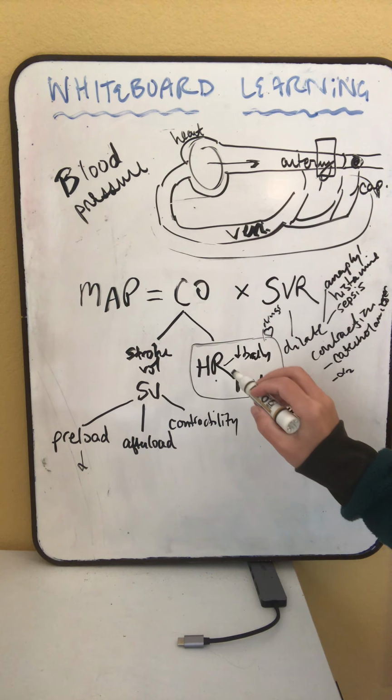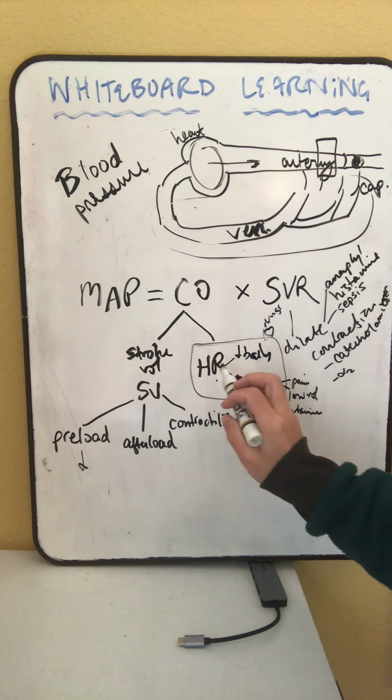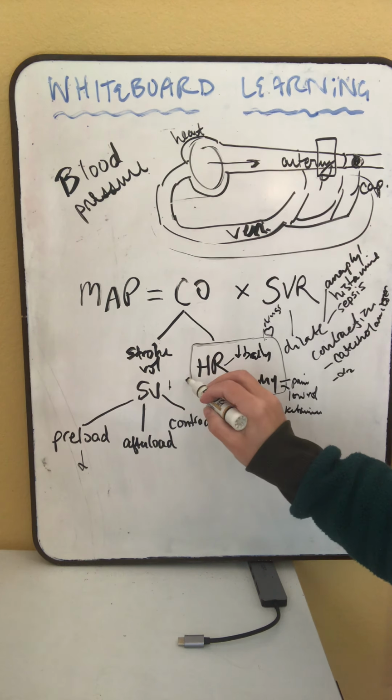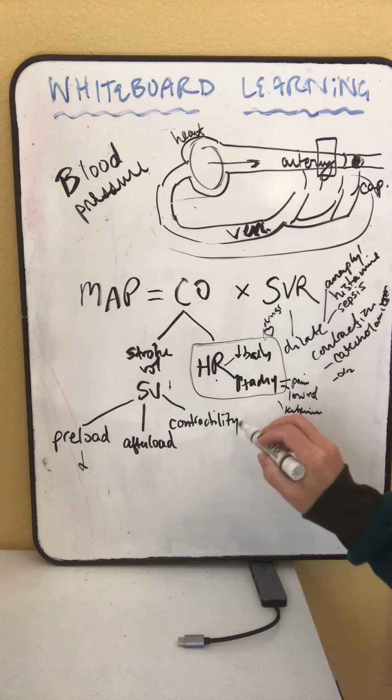So heart rate and stroke volume are somewhat, if you think about it in an adaptive sense, almost opposite, right? If the stroke volume goes down, you want the heart rate to go up reflexively, and that can sometimes give us some hints. So what can affect contractility?